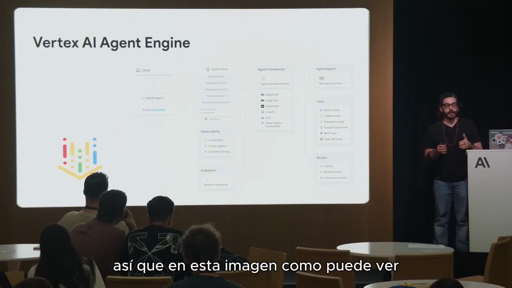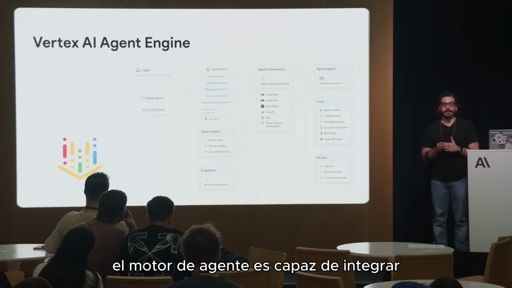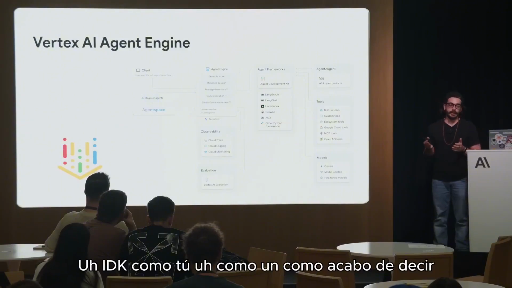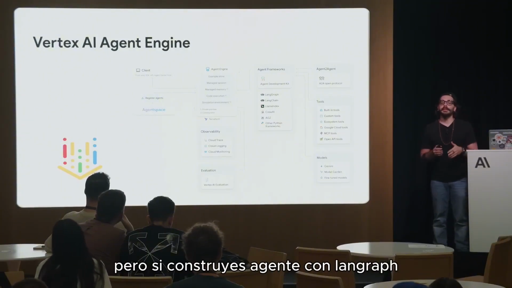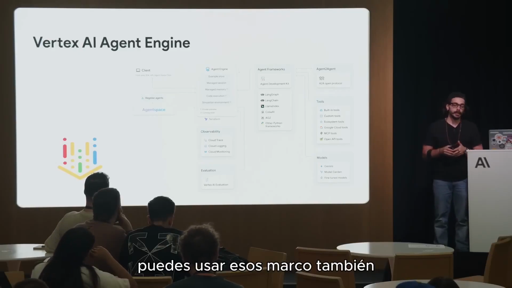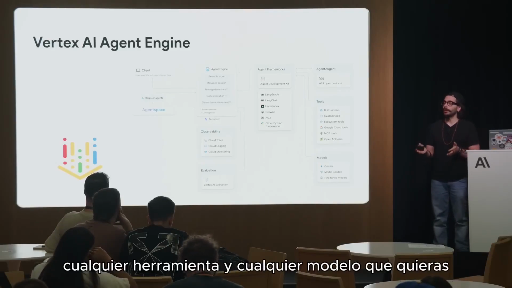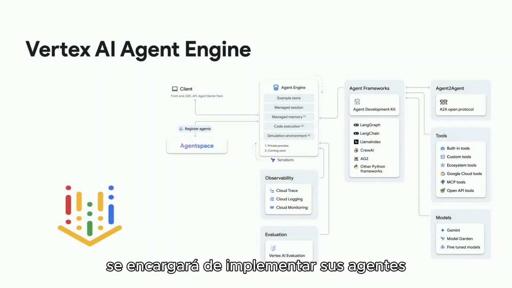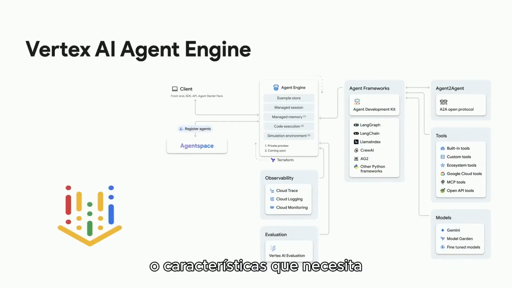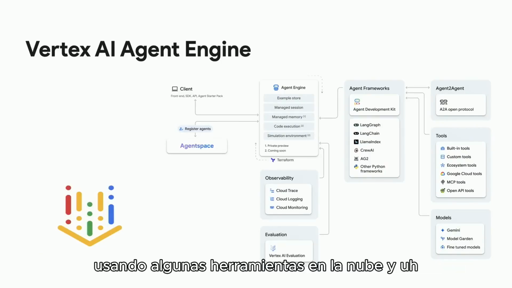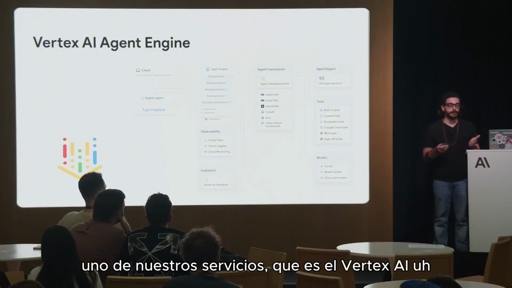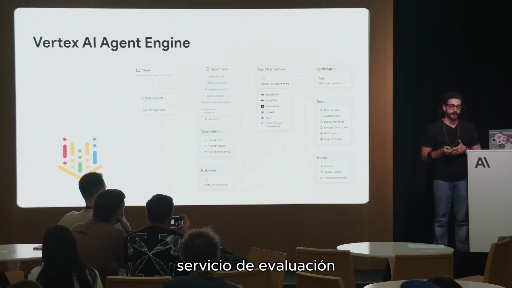So in this picture, as you can see, Agent Engine is capable of integrating any kind of agent framework, ADK as I just said. But if you build an agent with LangGraph or LangChain, you can do that. You can use those frameworks as well, with whatever tools and whatever model that you want. And the Agent Engine will take care of deploying your agents and will enable all these observability capabilities or features that you need using some cloud tools. And the evaluation part is also covered by one of our services, which is the Vertex AI evaluation service.